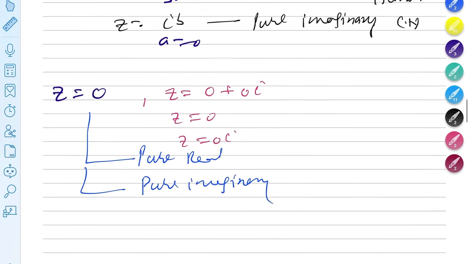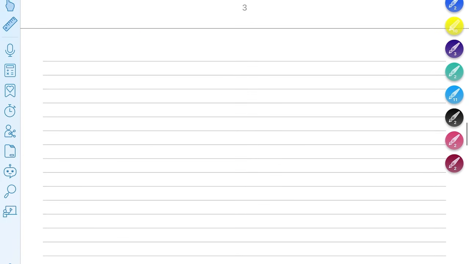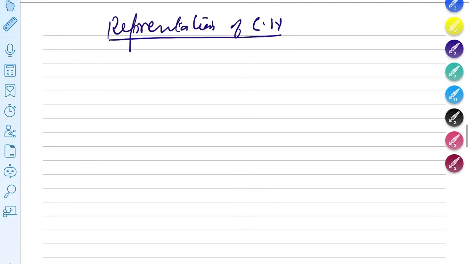Okay. So these are some basic notations. Let's discuss the representation of a complex number.